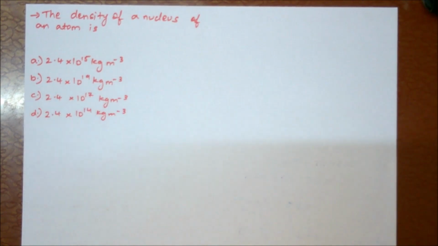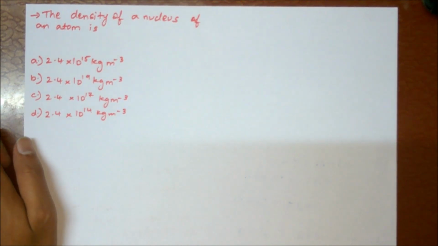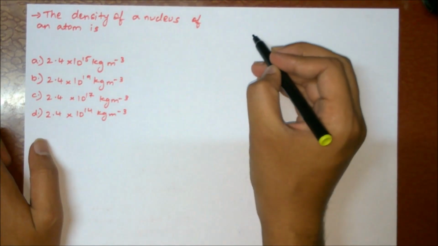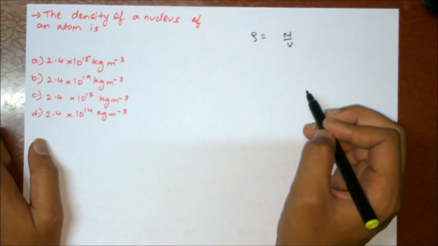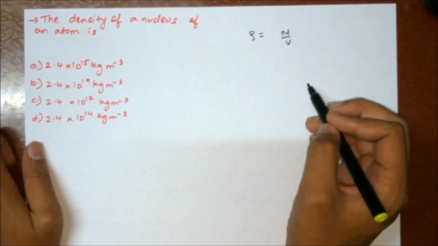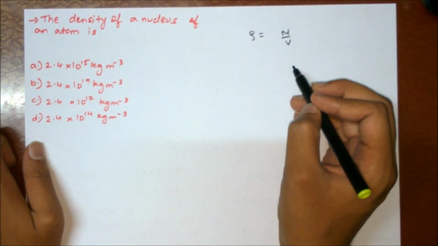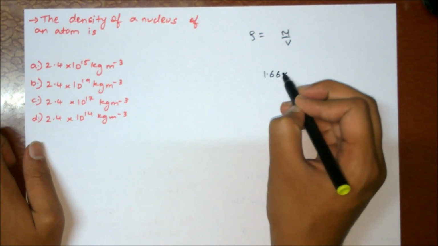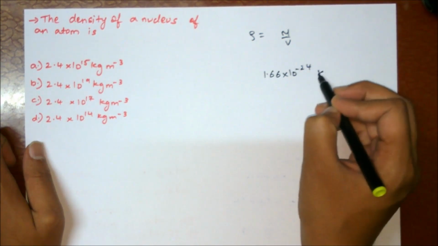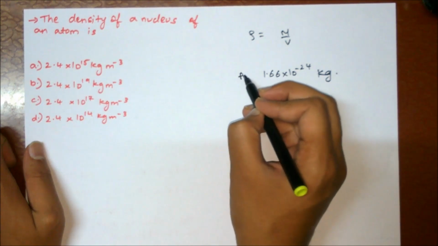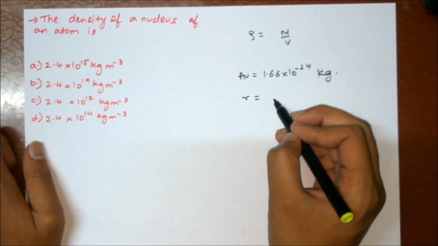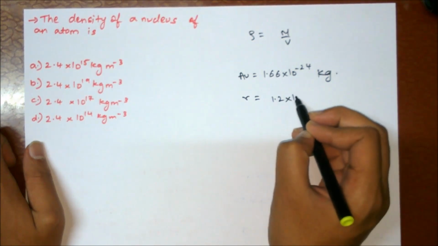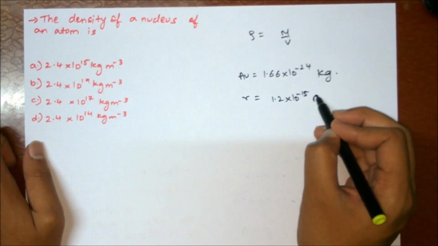Density of a nucleus of an atom is? So for the nucleus of an atom, we have to find the density. The simple formula for density is mass upon volume. But we have to know the mass of the nucleus, which is approximately measured in AMU, which is equal to 1.66 into 10 raised to minus 24 kg. This is a constant value which we have to remember. The radius of the nucleus is also a constant value, which is 1.2 into 10 raised to minus 15 meter.